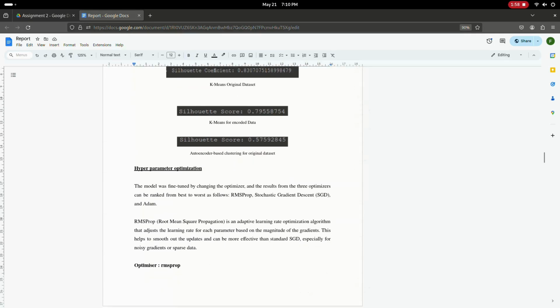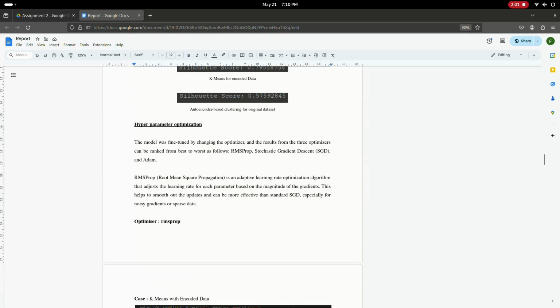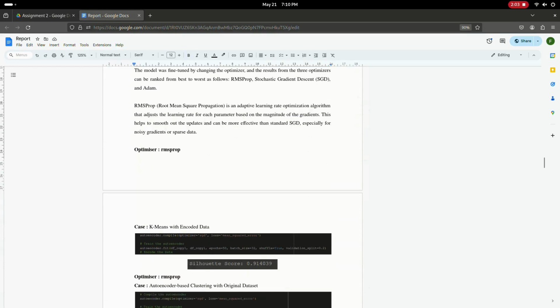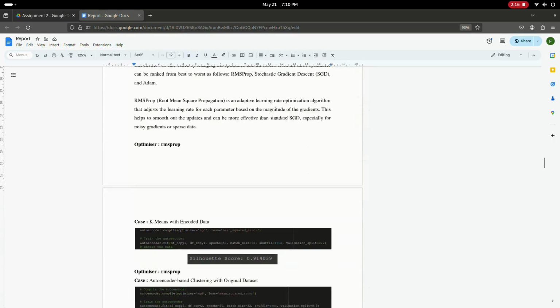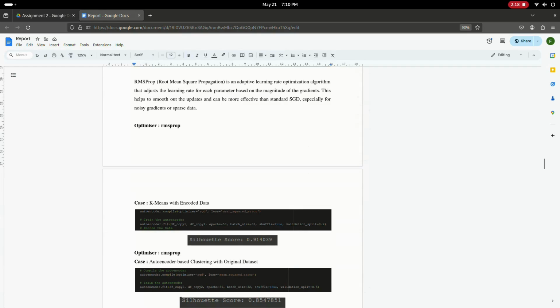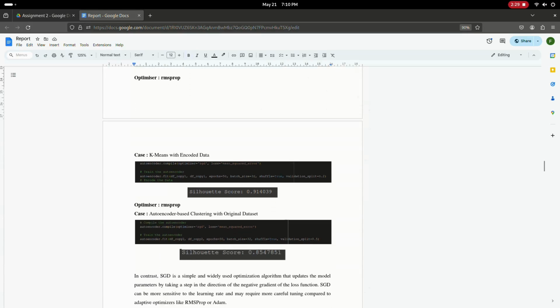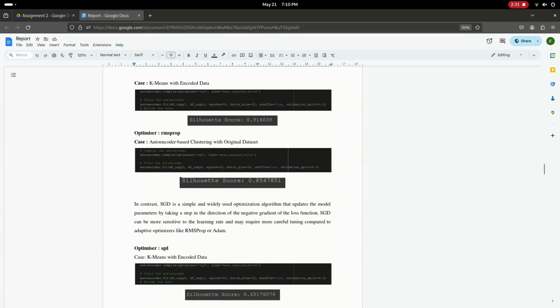And last but not least, we do the hyperparameter optimization. Based on our autoencoder algorithm, we can choose what type of optimizer we want. I tried only 3 types, which are RMSprop, stochastic gradient descent, and Adam. RMSprop is an adaptive learning rate optimization algorithm that adjusts the learning rate for each parameter based on the magnitude of the gradients. As you can see, we got 0.91 and 0.85 for the Silhouette score.